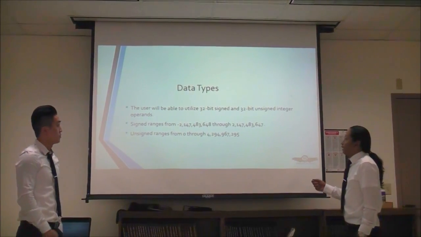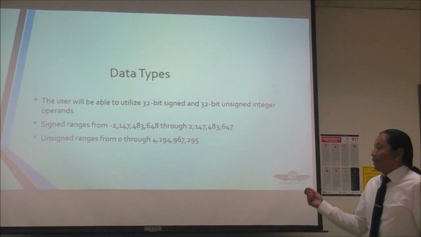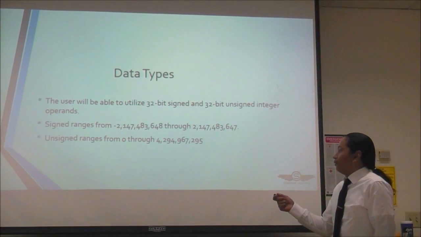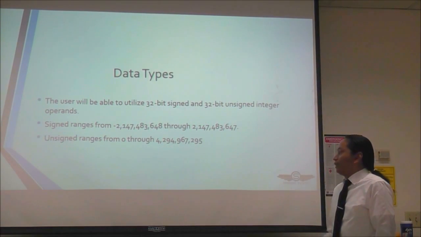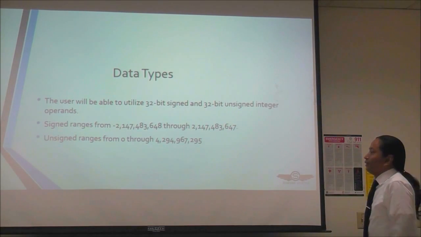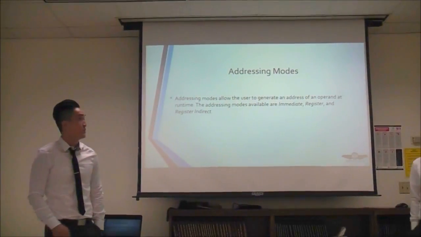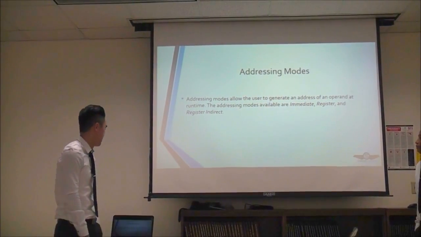So for the MIPS data types, there's two: 32-bit signed and unsigned integers. It ranges from -2 gig to +2 gig for signed, and from 0 to 4 gig for unsigned. So for addressing modes, we have three main types: immediate, register, and register indirect.